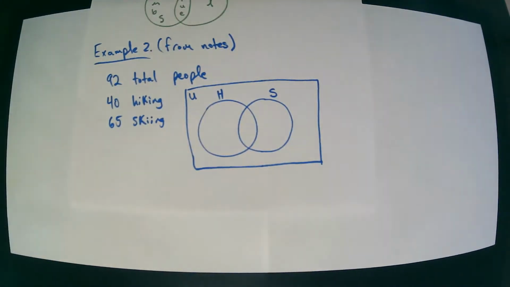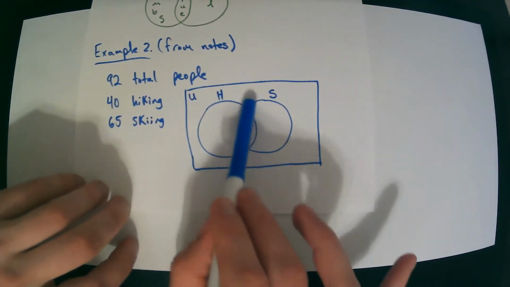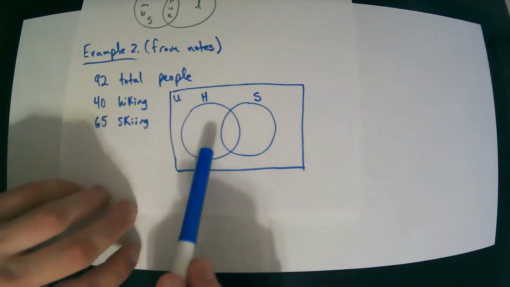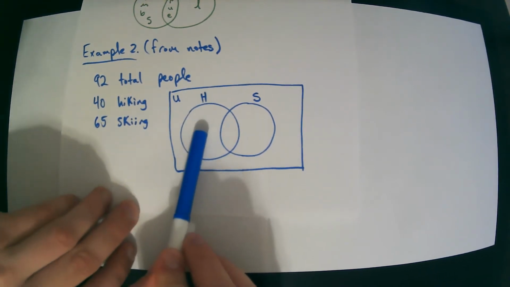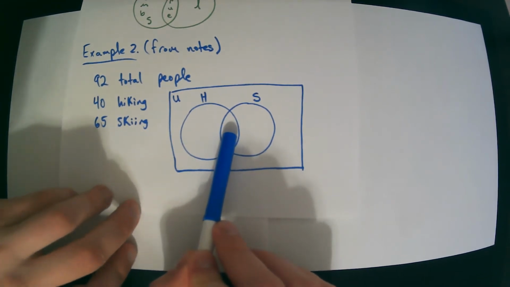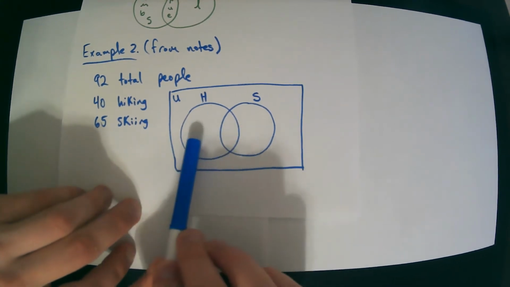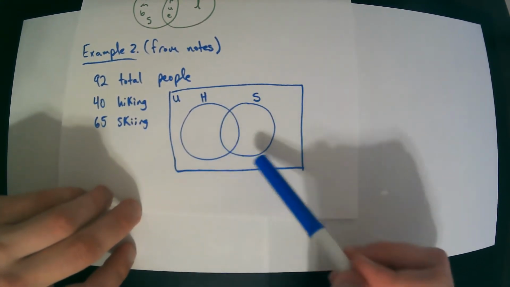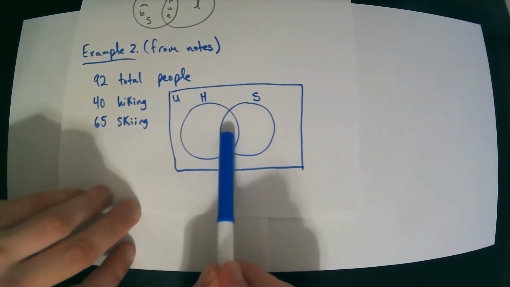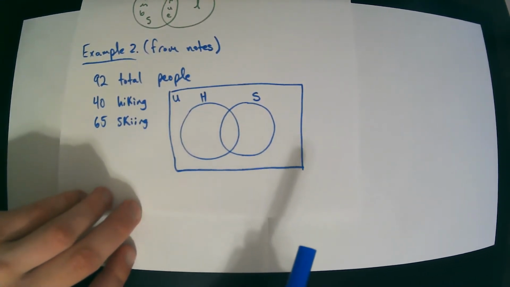Okay, so the way we're going to do this is we're going to think about this circle, the H circle, the hiking circle, should add to 40. In other words, there's going to be some number that gets written here, the people who strictly only went hiking, and some number that gets written here, the people who did both hiking and skiing. Together, those two numbers should add to give 40. And likewise over here in the S circle, the skiing circle, the same number will be here, and whatever this is, those two numbers should add up to give 65.